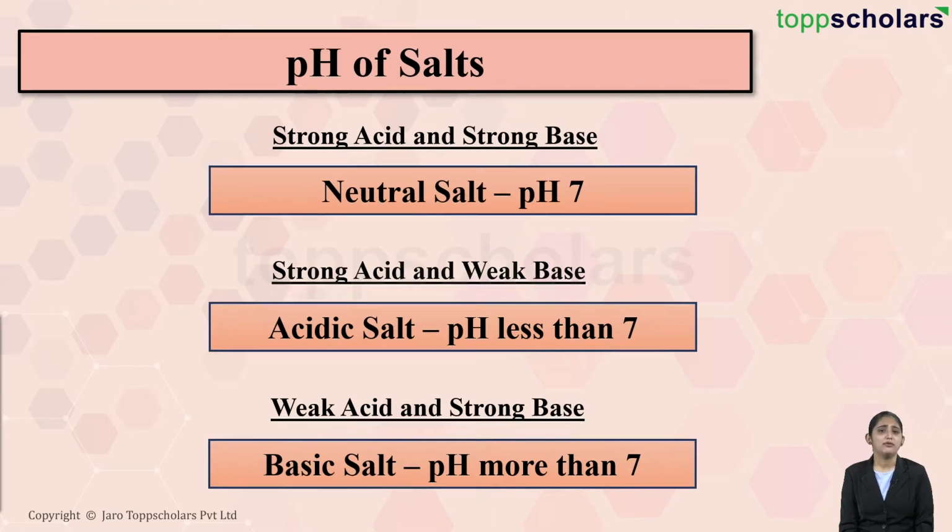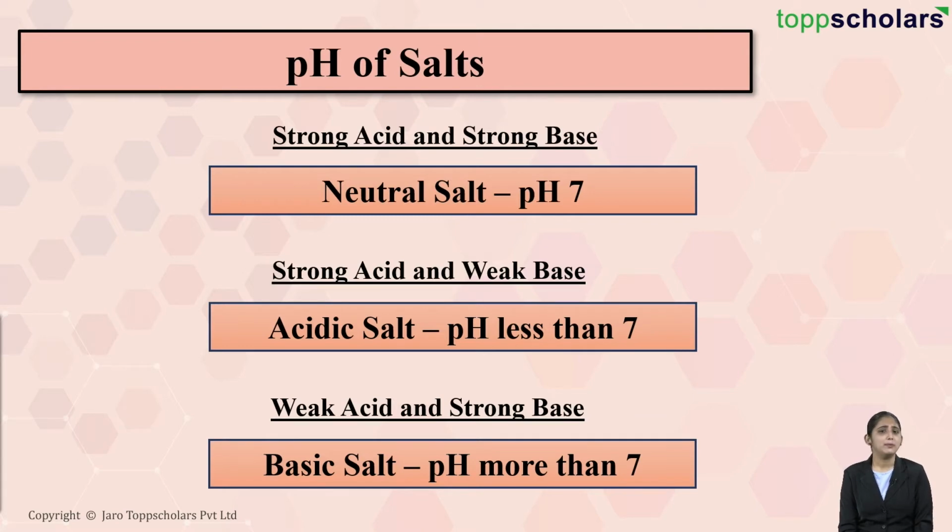So friends, we have three types of salts, right? That is neutral salt, acidic salt and basic salt. Neutral salt is formed by the reaction between strong acid and strong base. Acidic salt is formed by the reaction between strong acid and weak base. Basic salt is formed by the reaction between weak acid and strong base.